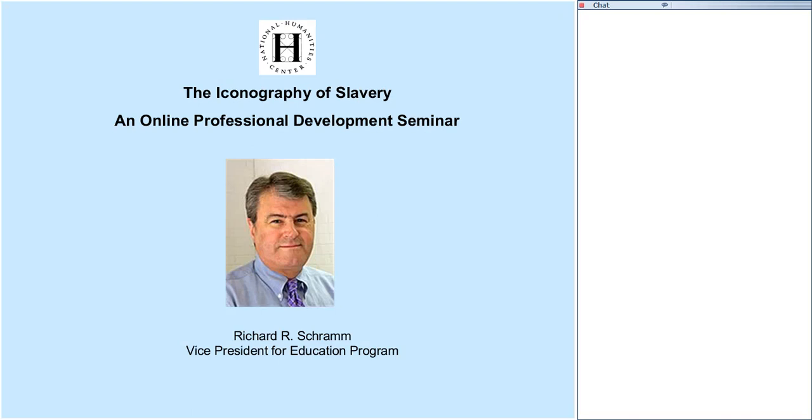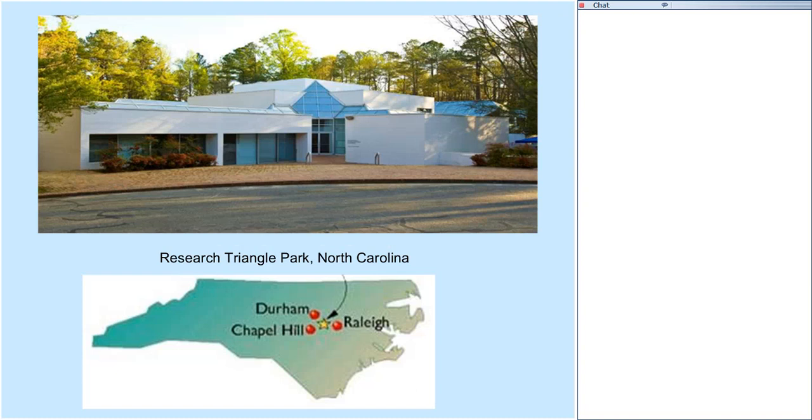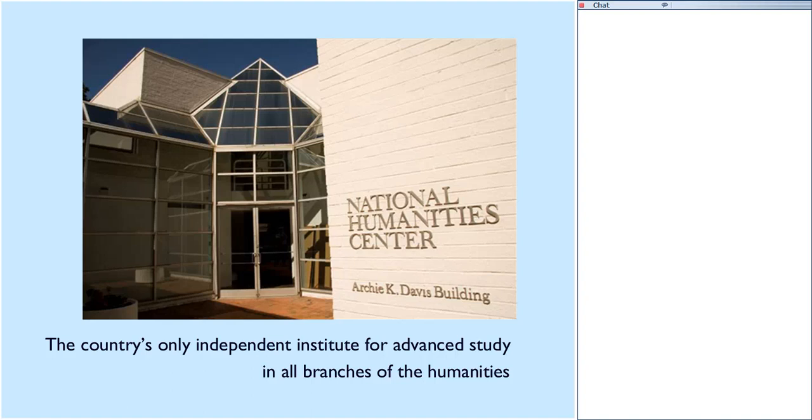Before we get underway, I'd like to take a moment just to introduce the National Humanities Center to you. We're located in Research Triangle Park, North Carolina, tucked in among the cities of Durham, Raleigh, and Chapel Hill. The center is the country's only independent institute for advanced study in all branches of the humanities. Let me see if I can make sense of that for you. First of all, we're independent. Means we're a private nonprofit organization.